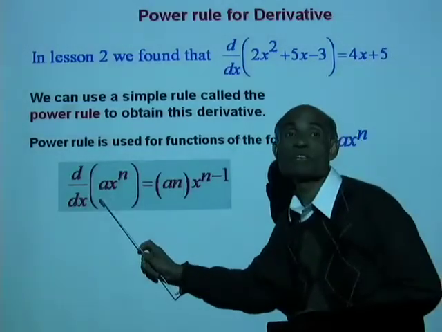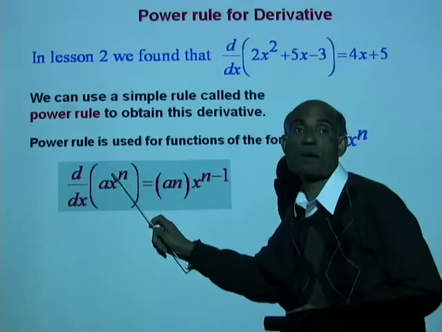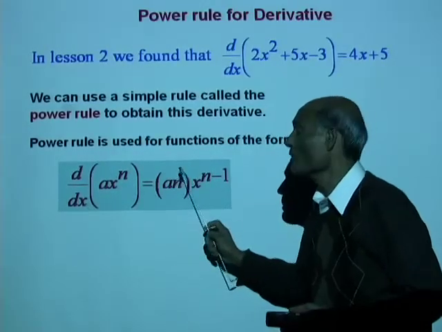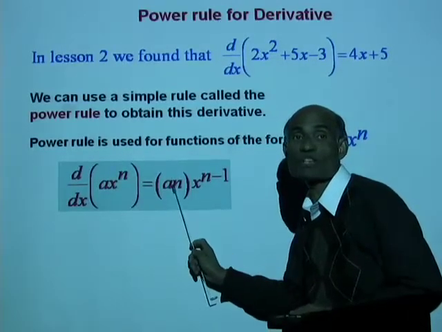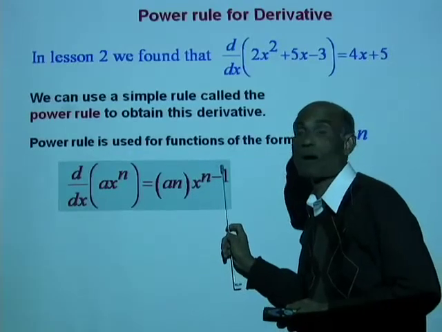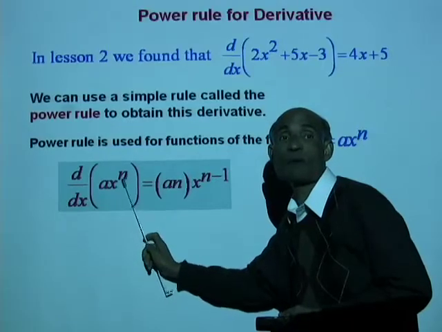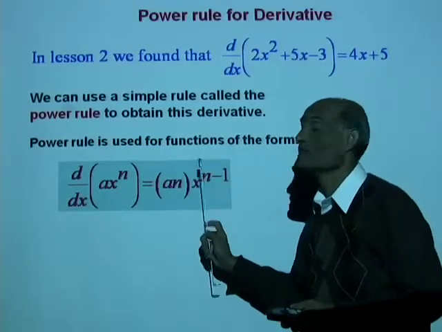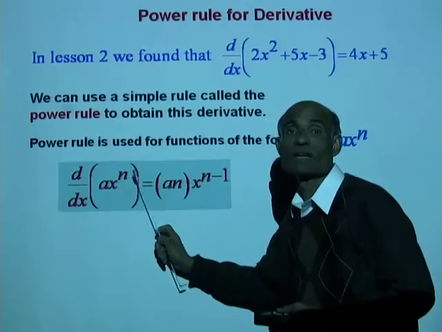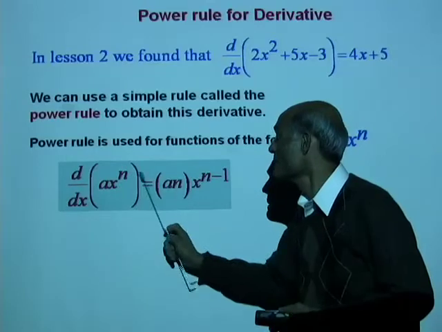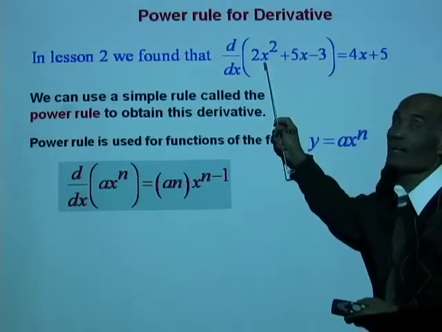Then the derivative of such a function, the derivative of ax to the power of n with respect to x, will be a times n, multiply the coefficient with the power, a times n times x to the power of n minus 1. The derivative will contain the power 1 less than the function. So once again, the derivative of ax to the power of n is a n times x to the power of n minus 1. Now let's apply it right here.